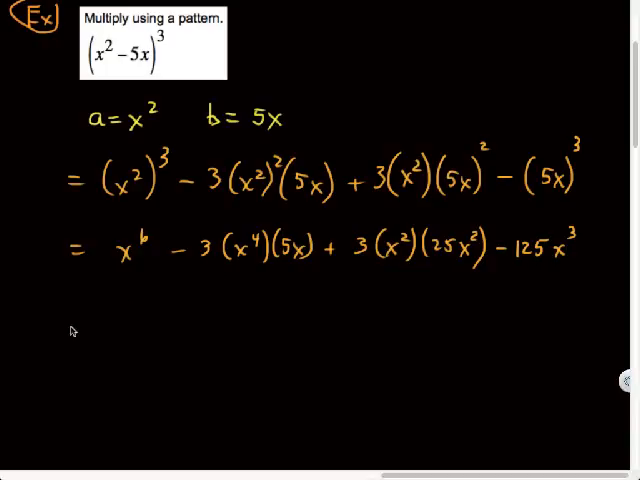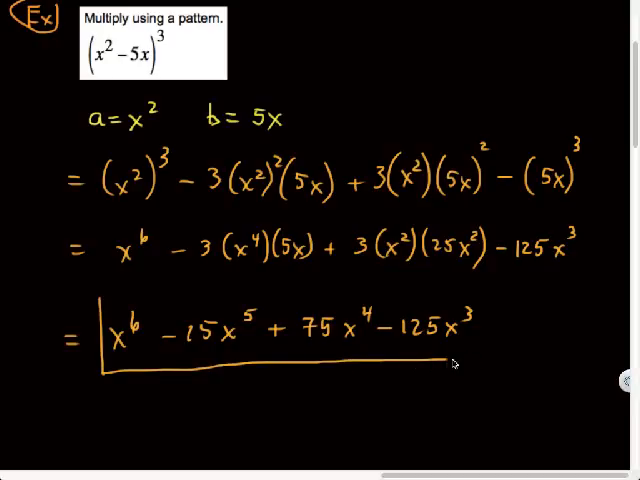So now I can multiply this out. x to the 6th minus 3 times 5 is 15, x to the 4th times x to the 1st is x to the 5th. Plus 3 times 25 is 75, x squared times x squared is x to the 4th. And minus 125 x cubed. There are no like terms for me to combine, so behold, I am done. So that's how you can use some of these patterns.